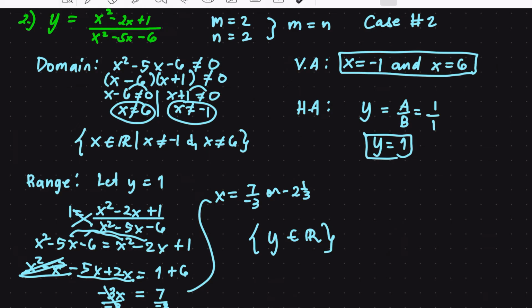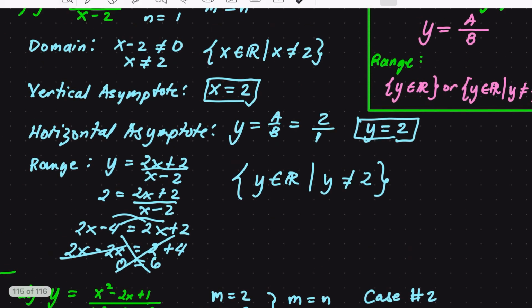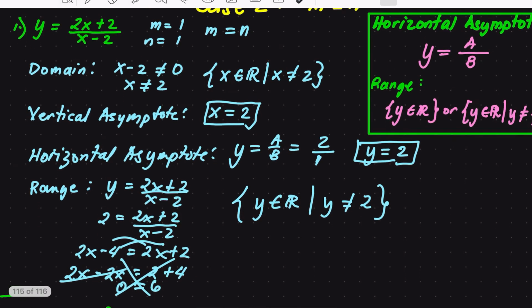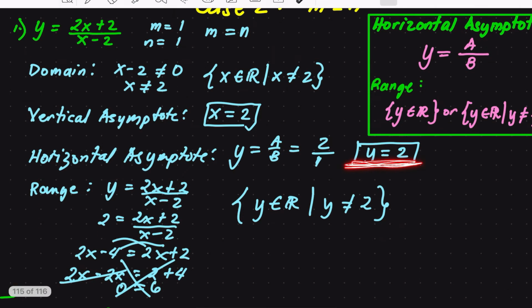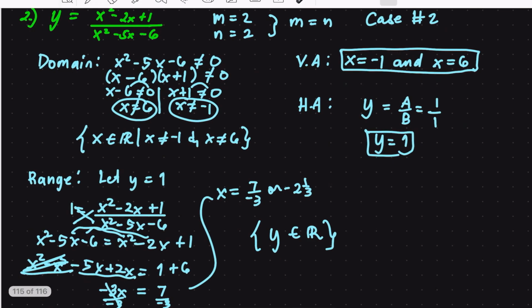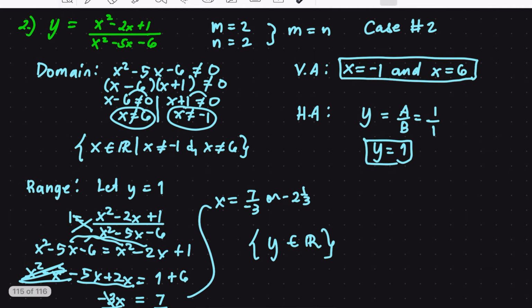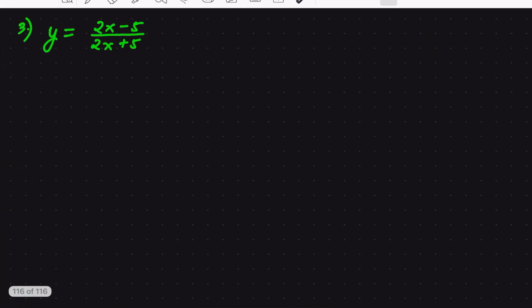Next. Kasi dun sa number 1 pala, okay? Sa 1 kanina, wala tayong na-solve na value ni x. So, kung wala tayong na-solve na value ni x, ibig sabihin, walang kapartner yung 2. So, y should not equal to 2. Pero kung may kapartner, yung y natin, o ibig sabihin, all real ang magiging range natin. Okay? Next, number 2.